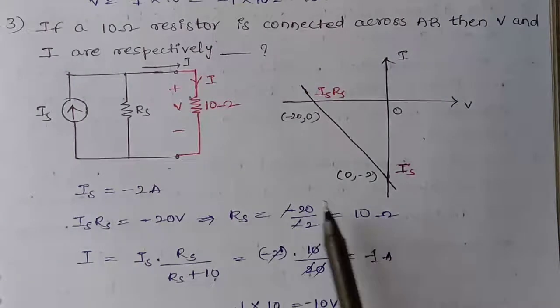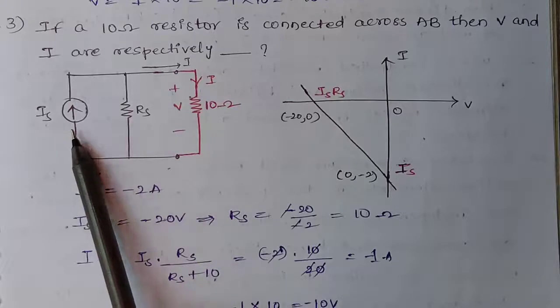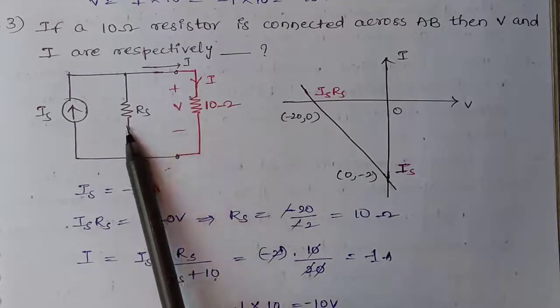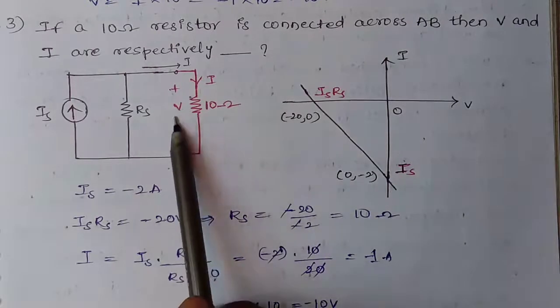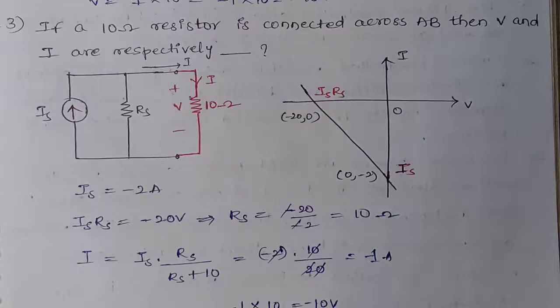This is the internal resistance. We got the current source value as minus 2 amperes and the internal resistance as 10 ohms, right? Now we need to find this voltage value and this current value. I am finding the current value first. The current will be the total current into the opposite resistance divided by the total resistance. This is the current division rule. By using the current division rule, I is equal to Is into Rs divided by Rs plus 10.